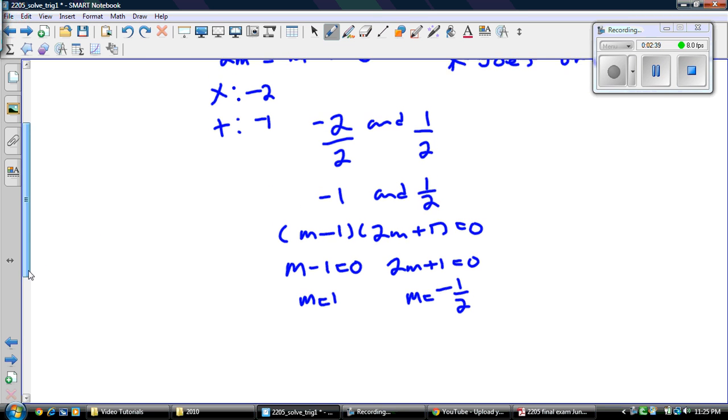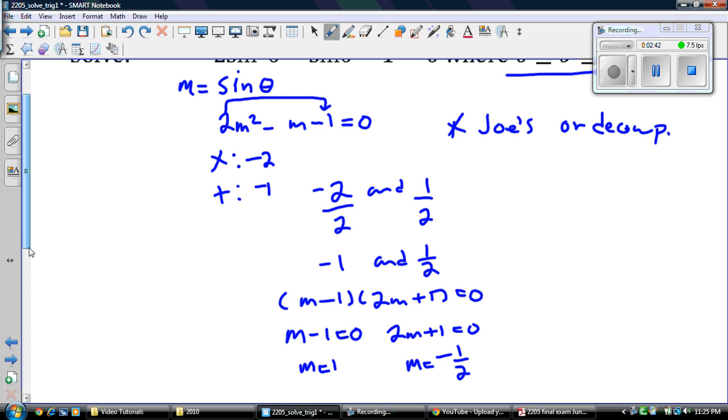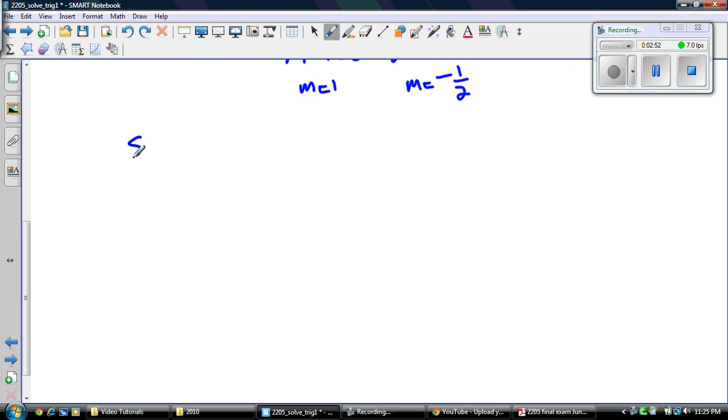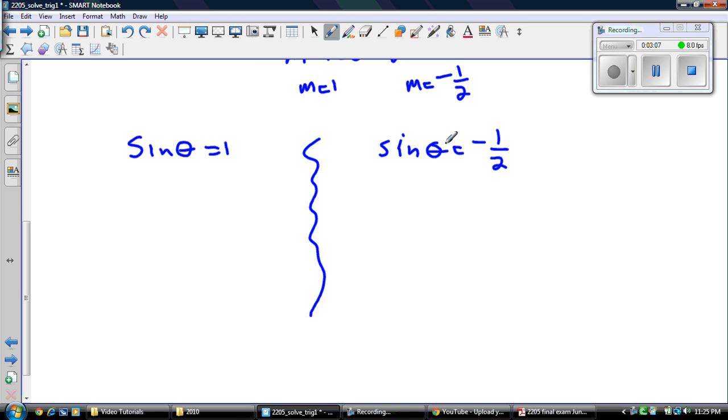All right, so recognize that we have m is equal to 1 and m is equal to -1/2. We have to recognize that that's also equal to sine. So in fact, what we have is sine theta is equal to 1 and sine theta is equal to -1/2. What I want you to recognize is we have two mini problems here to solve. I'll solve this one first because this one's a little bit of a special case here.